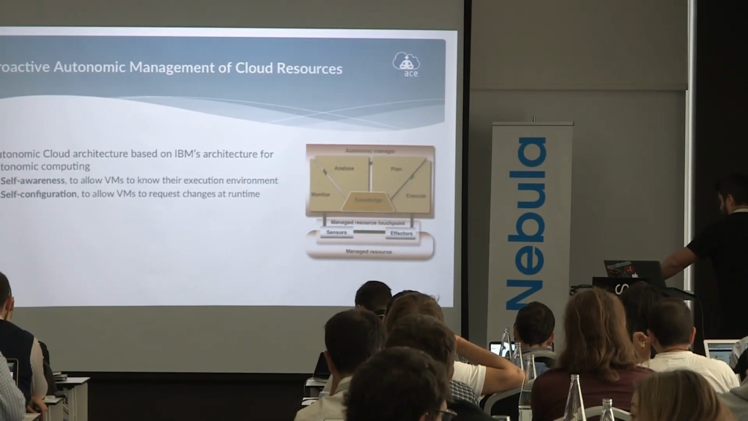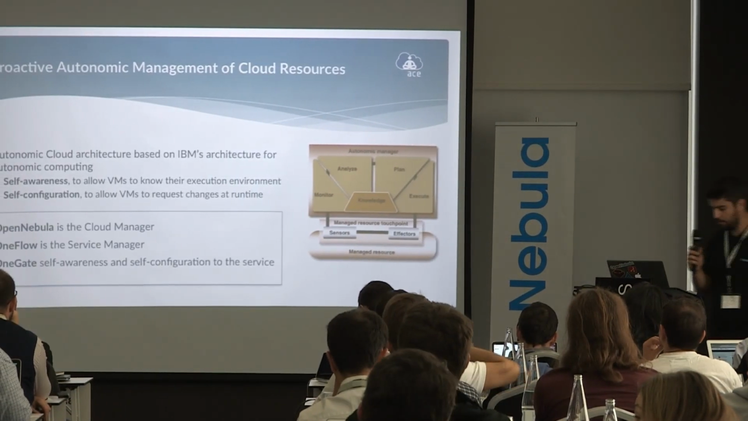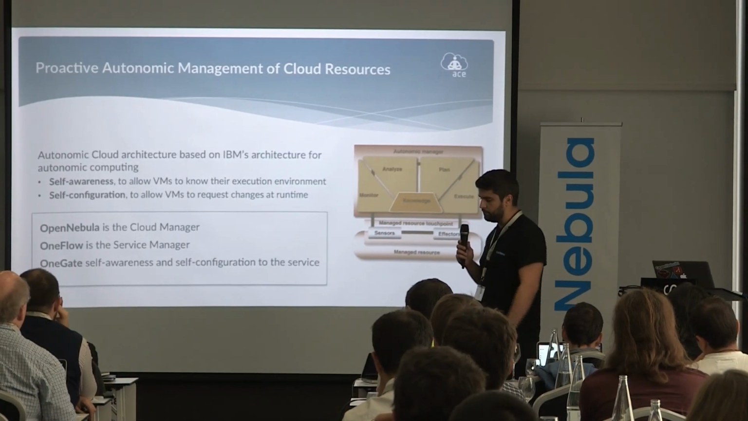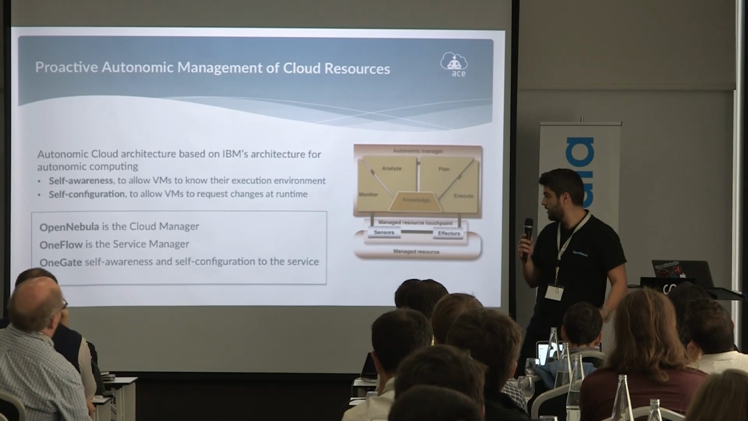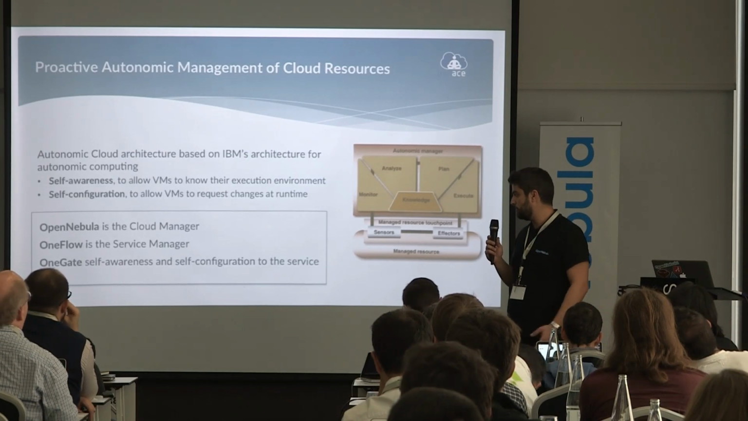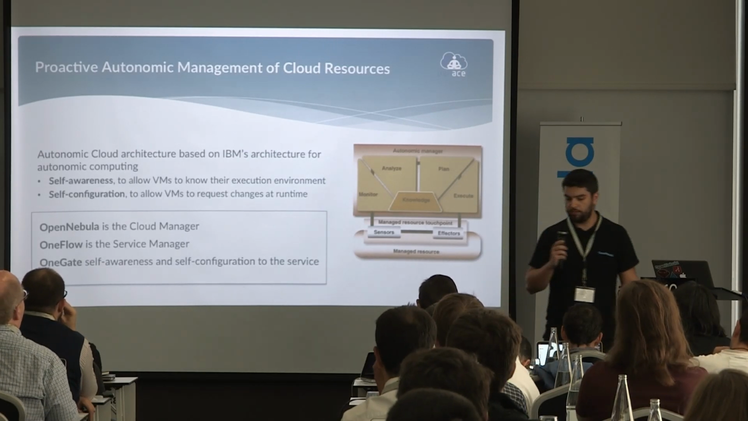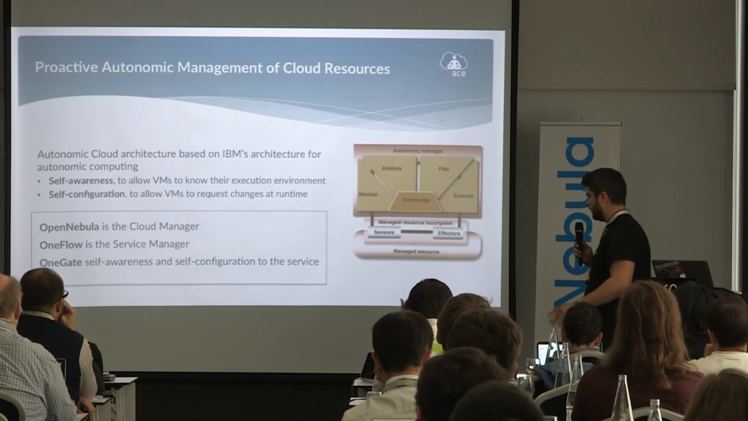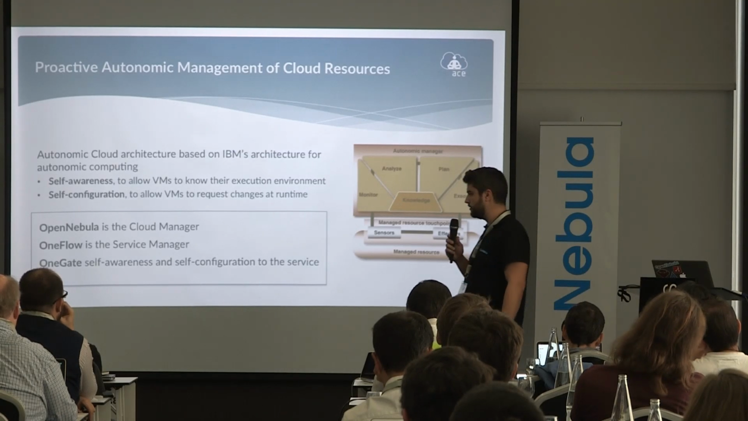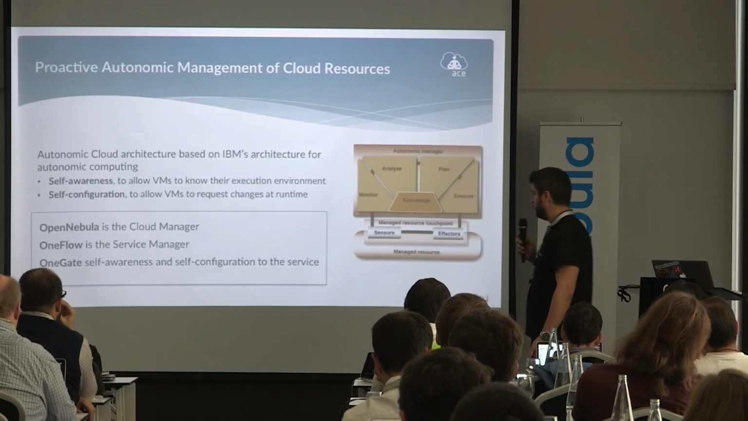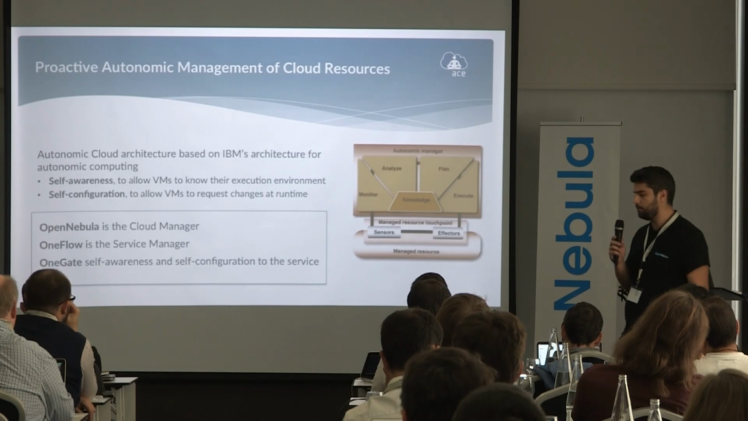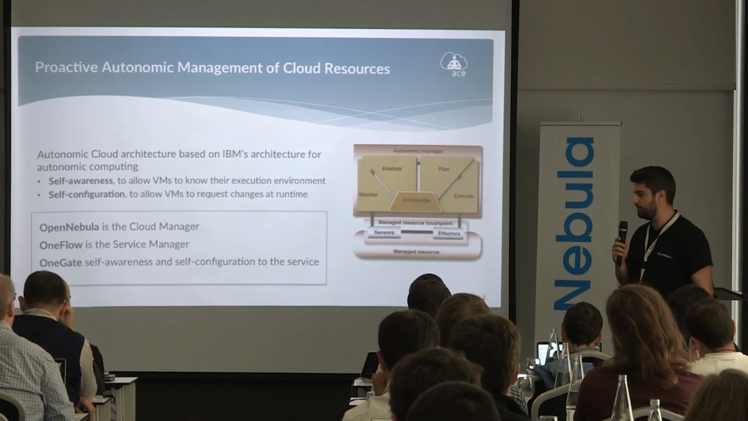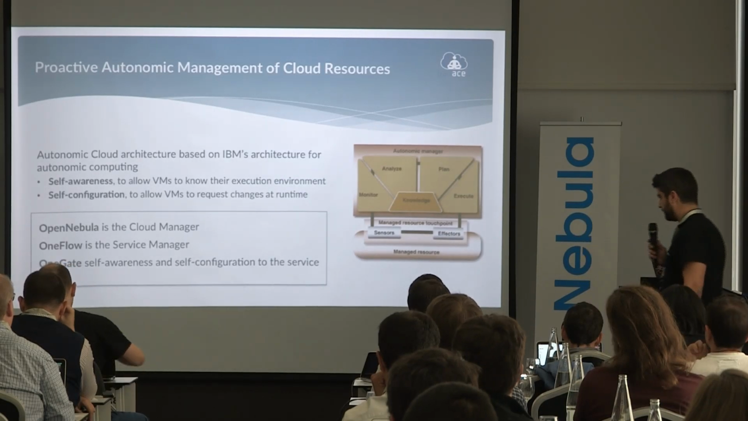So what are the components that we are using for this project? Of course, we are using OpenNebula for the cloud manager. We are starting all the virtual machines through OpenNebula. And we are also using OneFlow to define multi-tier applications, where you can define several roles with several virtual machines and define elasticity rules. And we are also using OneGate. OneGate is the component that is providing the self-awareness and the self-configuration effectors to the service.